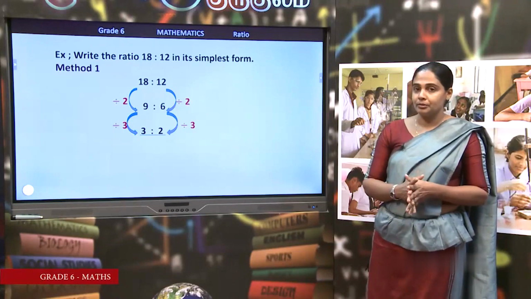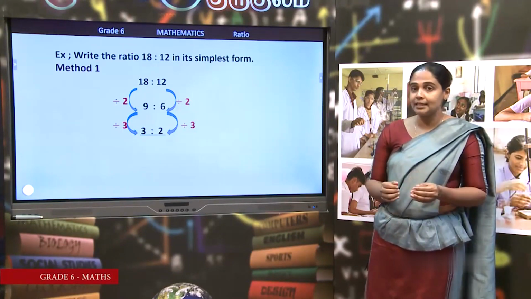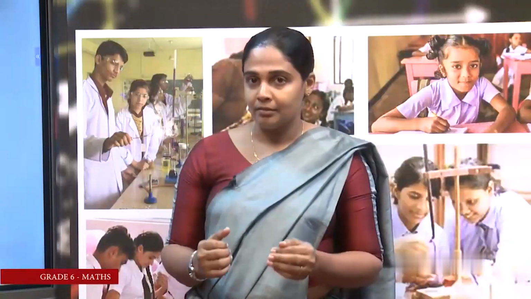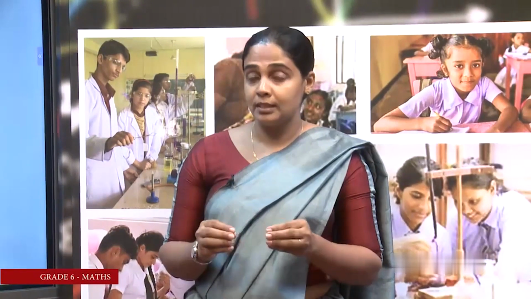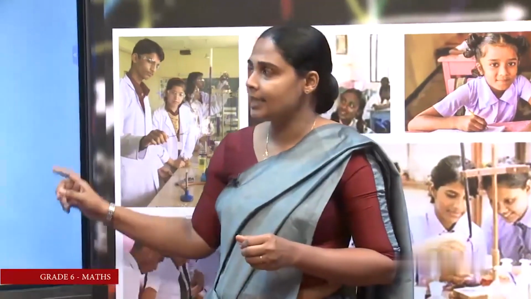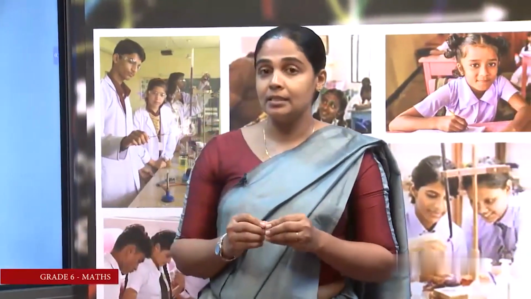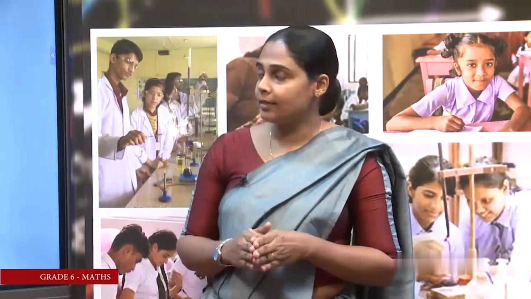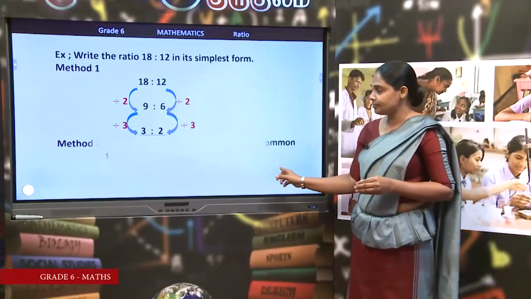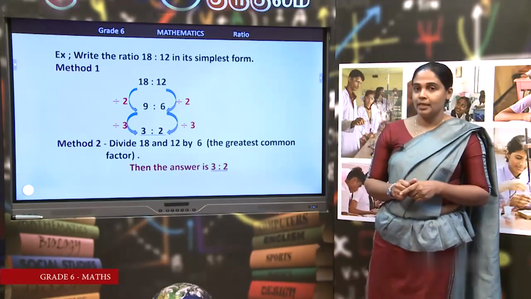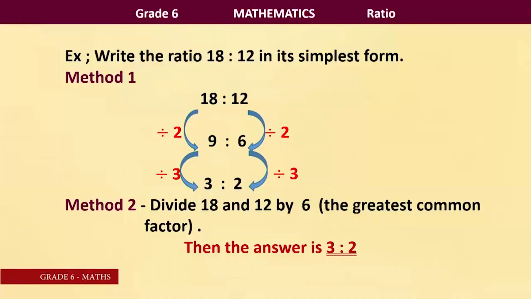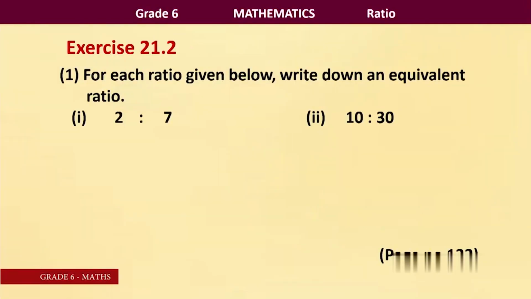Now I am going to explain it again using another method. But here we have to use division. You can write down your answer using the greatest common factor. The greatest common factor of 18 and 12 is 6. Then once you divide 18 and 12 by 6, the answer becomes 3 to 2. Anyway, my dear kids, you can follow this method or this method. Now let's see another example.